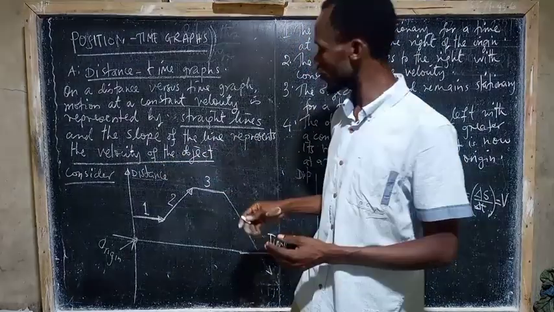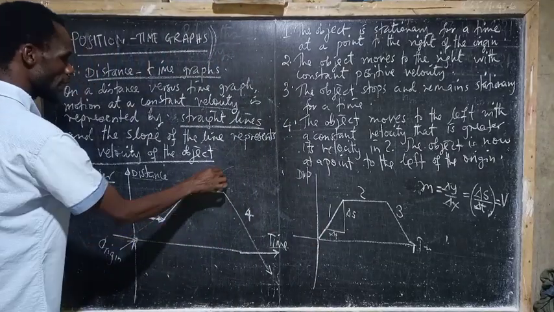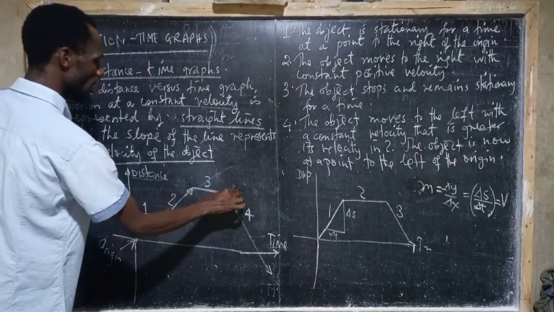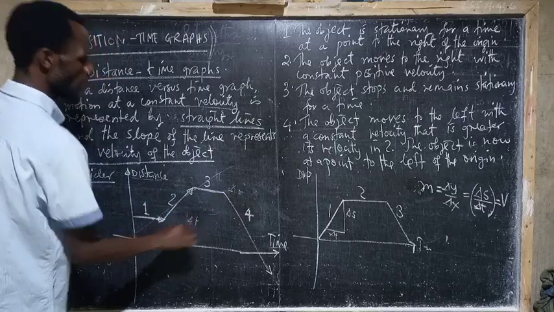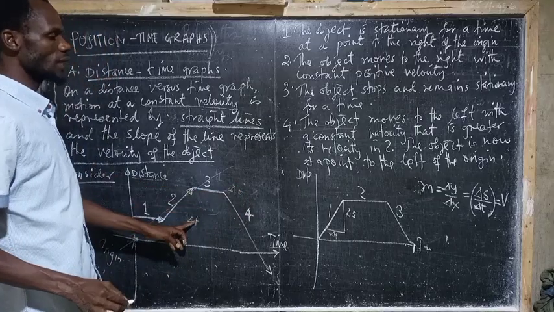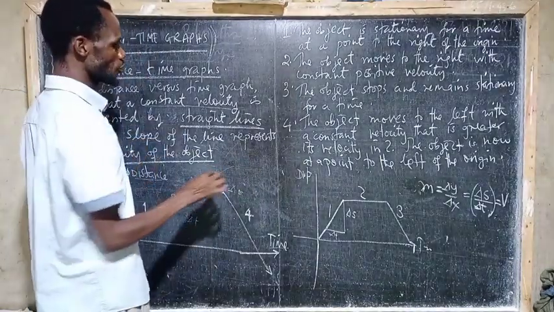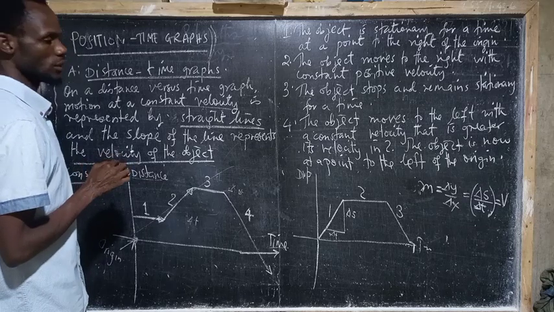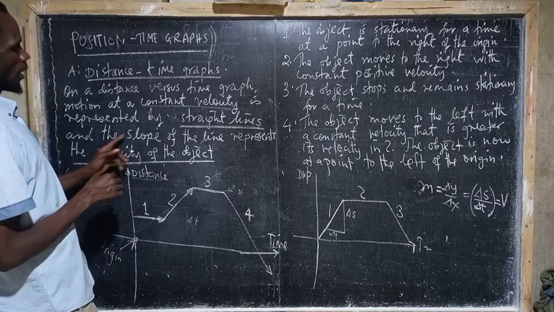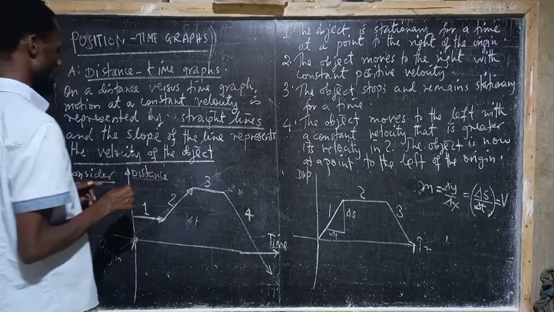Because if this is the line, you'll be having change in distance over change in time. Change in distance over change in time, that is the rate of change. A rate of change in distance is called the velocity or speed. That is why we have said the slope of the line represents the velocity of the object.